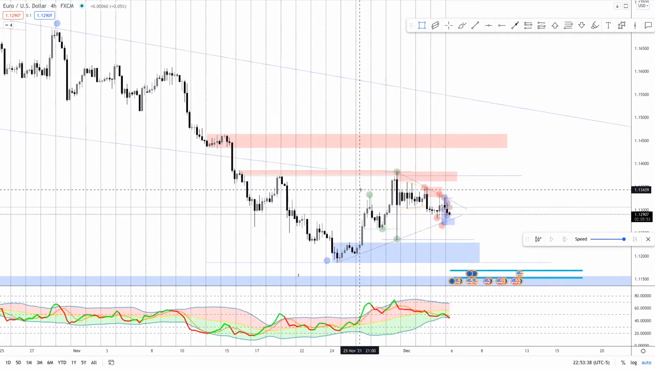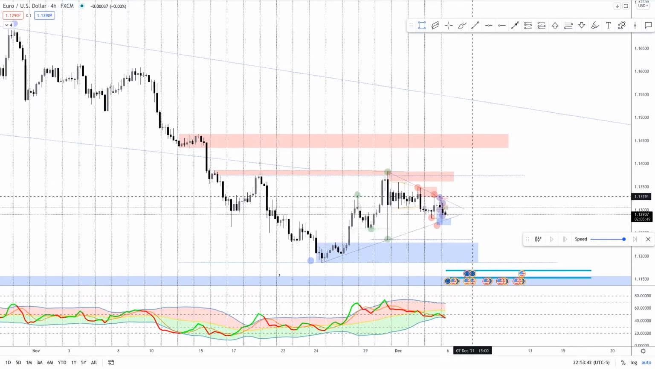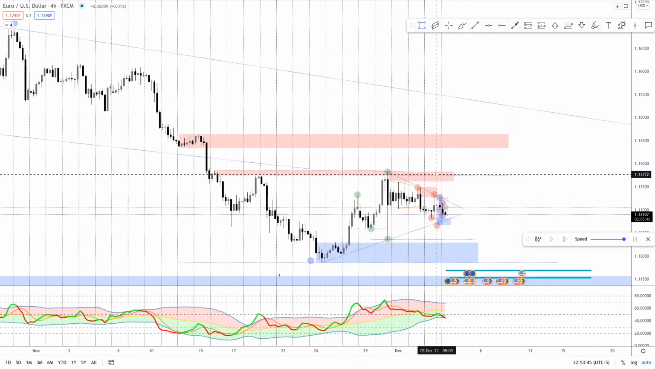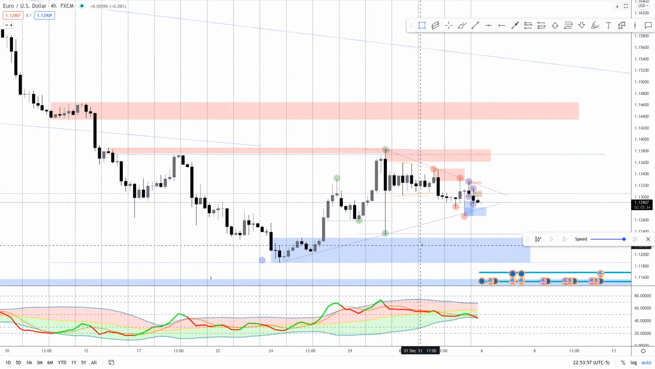If we do get a valid reaction from this area, then we could perhaps go onto the 1 minute and find a refined entry. But I would not be looking for instant entries around this area. If we sweep this daily point of liquidity, perhaps we can also start looking for entries. And especially if we sweep this 4 hour liquidity as well, we can also start looking to go short.